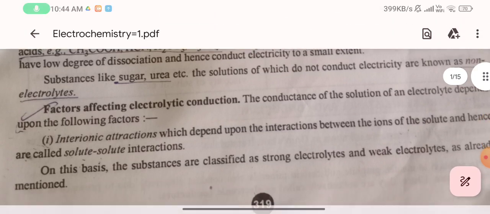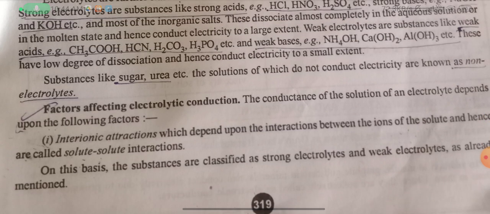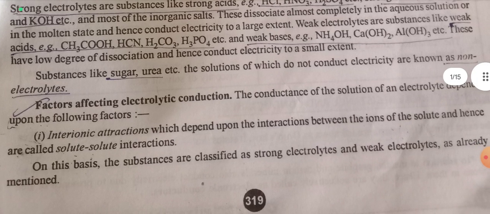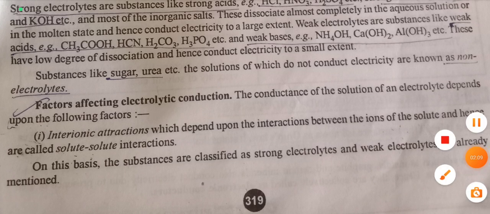Factors affecting electrolytic conduction. The conduction of the solution of an electrolyte depends upon the following factors: interionic attraction, which depends upon the interaction between the ions of the solute and hence is called solute-solute interaction. On the basis of this, substances are classified as strong electrolytes and weak electrolytes, as already mentioned.